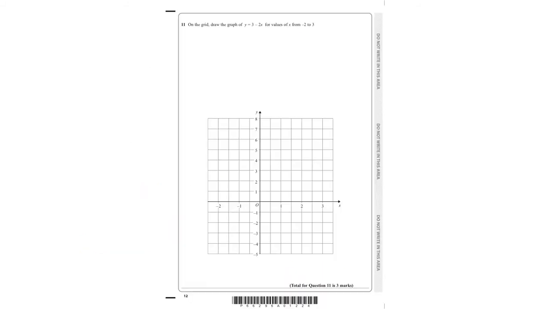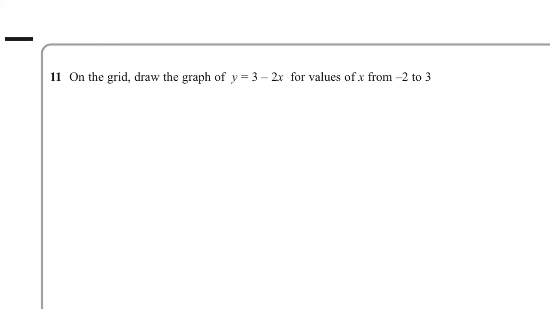Question 11. On the grid, draw the graph of y equals 3 minus 2x for the values of x from minus 3 to 2. Okay, we're going to rewrite this. I'm going to show you a really handy trick to help you here. We're going to substitute in values of x from minus 2 to 3. So we're going to rewrite this equation.